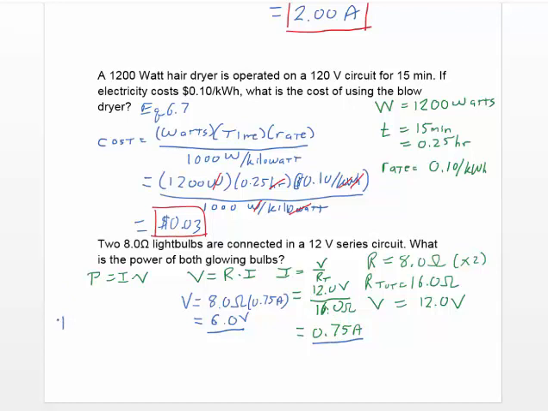And we can then say that the power is equal to 0.75 amps times 6 volts. So the power drop across each resistor would be 4.5 watts for each bulb. So the power of an individual bulb would be 4.5, and you'd have to add that together to get 9 for the total power of both bulbs. But this would be how much each of them is, and in this case, because they're both the same resistance, it would be exactly the same.